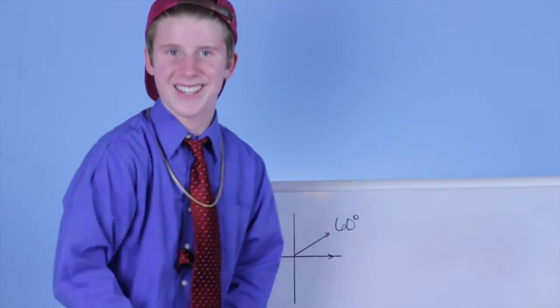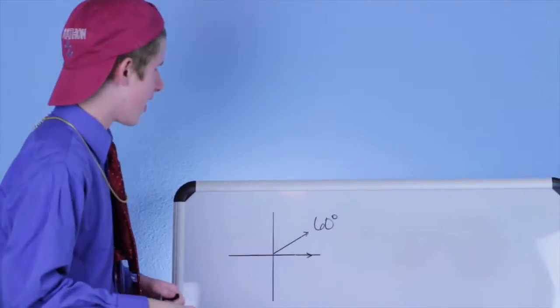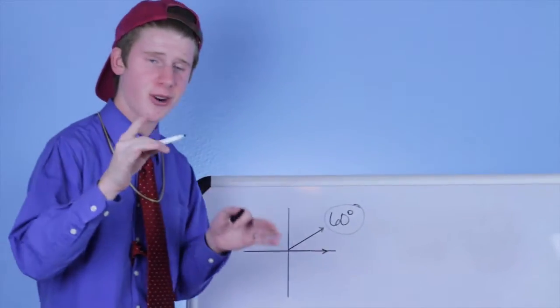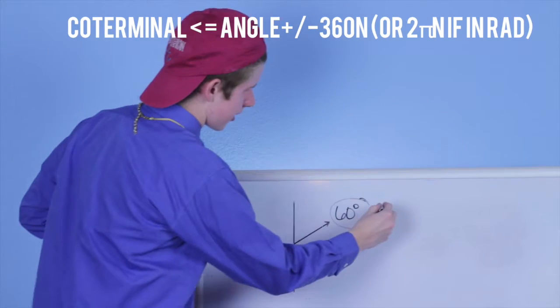Good afternoon, class. Today, we're going to learn how to calculate your coterminal angle. If your angle measurement is given in degrees, what you're going to do to calculate your coterminal angle is add or subtract a multiple of 360 degrees.